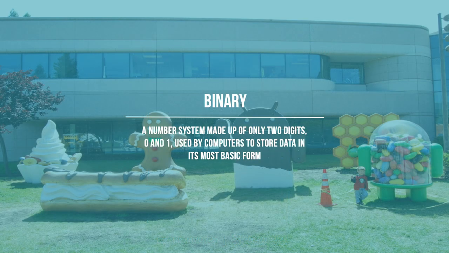Firstly, well, what is binary? Binary is a number system made up of only 2 digits, zeros and ones, and it's used by computers to store data in its most basic format. When we think about films like The Matrix and we see the green zeros and ones flying down the screen, that is binary data, and that is the only thing computers understand at their most basic level.